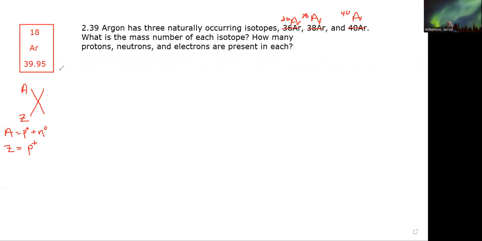Here I drew what argon looks like on the periodic table. It has 18 protons, and the average atomic mass is 39.95. We're not going to need this piece for right now. Then I have the isotope symbol, where it's A X Z. A is the number of protons plus neutrons, and that is the mass number. And Z is the number of protons, which is the atomic number.